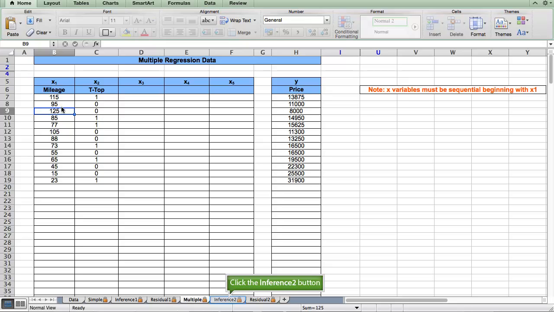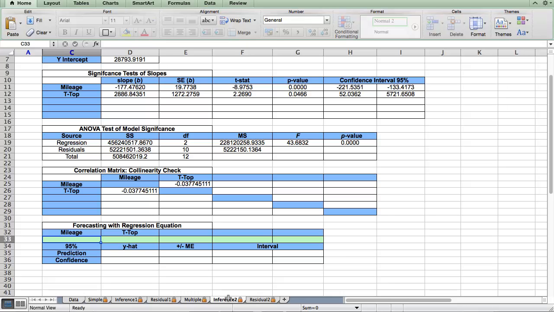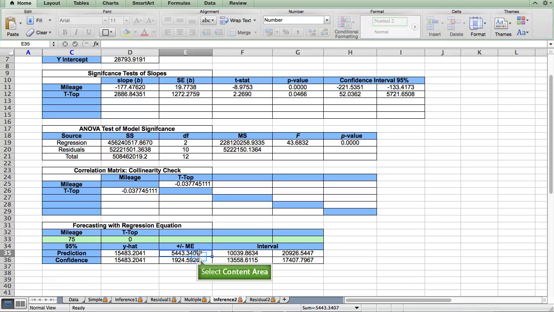So let's make some estimates. We know our range of mileage. Let's say a Corvette has 75,000 miles and does not have a removable roof. We can see the y-hat values. Those are always going to be the same. But the margin of error for the two different interval estimates, that's where we see the difference.